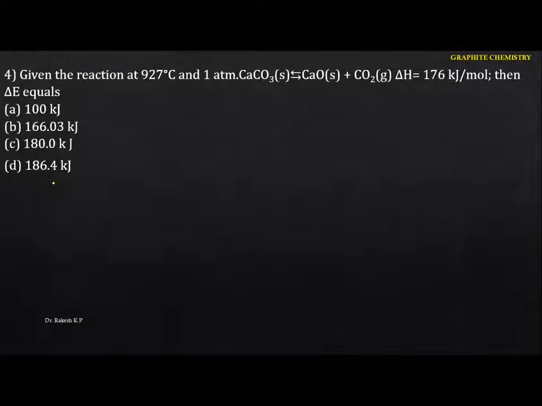Given the reaction at 927 degrees Celsius and 1 atmosphere, calcium carbonate on decomposition gives calcium oxide plus carbon dioxide, delta H equals 176 kilojoule per mole. Then delta E equals what? So we know the equation. Let me write the particular equation here. The calcium carbonate is a solid, which gives calcium oxide, also a solid, and the carbon dioxide, which is a gas.